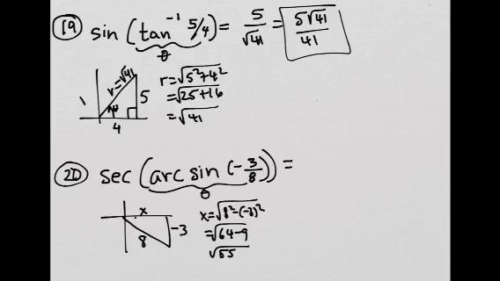Again, square root of 55 is not a prime number, but it doesn't have a square factor, so there's nothing that comes out. So this is going to be square root of 55. Secant is the reciprocal of cosine, so it's going to be r over x. So 8 over radical 55, rationalize: 8 radical 55 over 55.